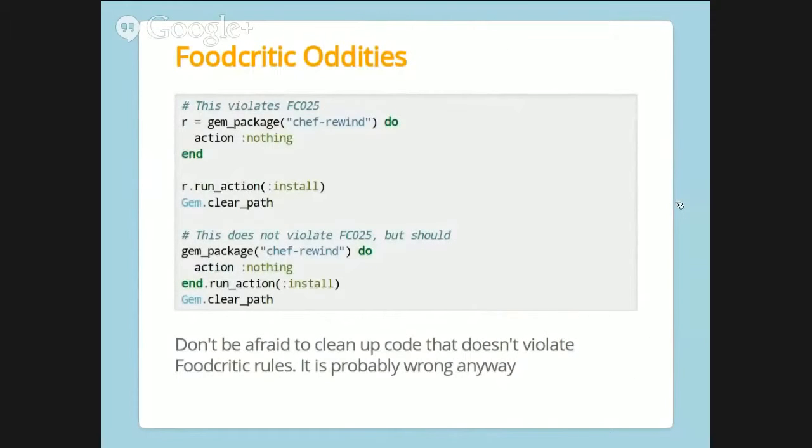This is some Ruby from a cookbook. This is kind of showing the oddity of Food Critic. This top half here violates Food Critic rule 25, which is don't do that, basically. And the bottom part does the exact same thing. You'll notice the only difference is there's no r equals and then r.round action, just called round action at the end of the block. Food Critic won't catch this at all. It'll only catch the top one.